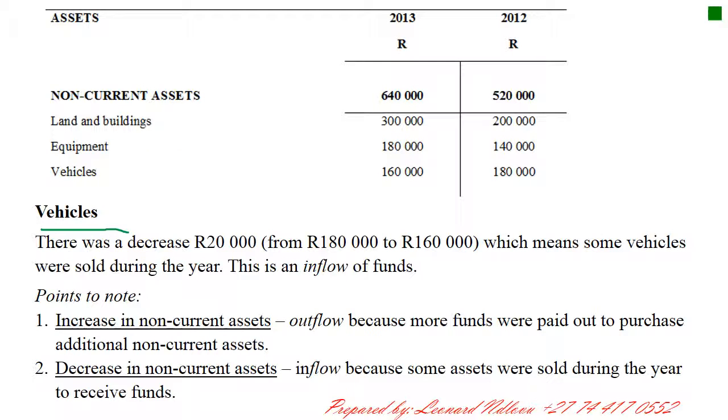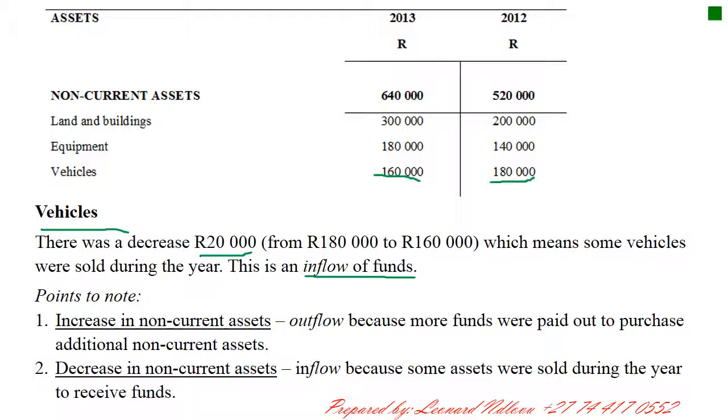Then we look at vehicles. There was a decrease of 20,000 from 180,000 in 2012 down to 160,000 in 2013, which means some vehicles were sold during the year. This is an outflow of funds.